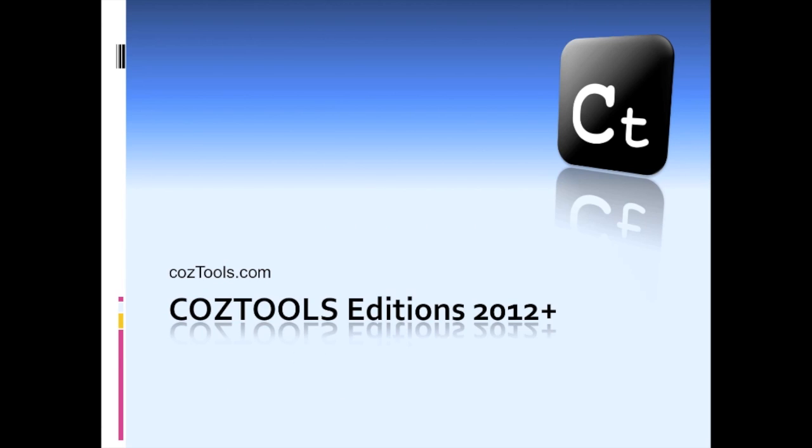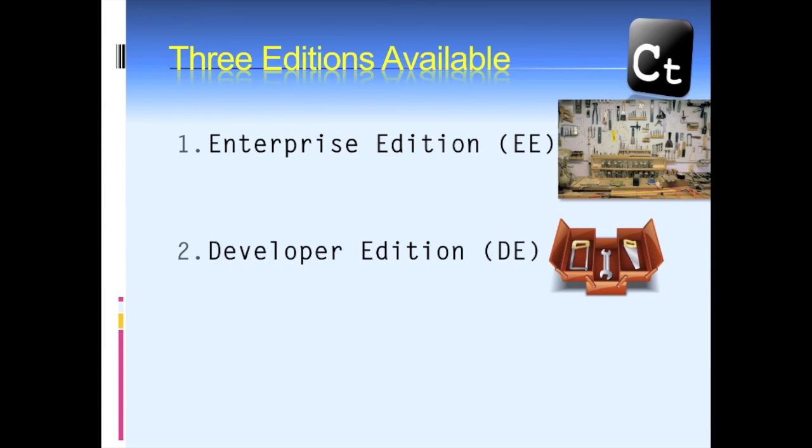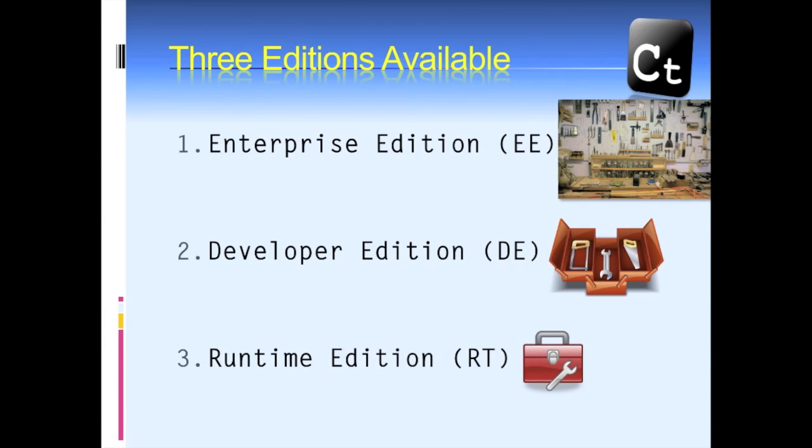Let's talk about the Cozzi Tools editions that are available now that are replacing all those things that came before it. There are 3 editions available. The Enterprise Edition, which gives you everything. A Developer Edition, which we feel most shops will probably want to license. It gives you just enough to do your own development utilizing the tools that are in Cozzi Tools. And then a Runtime Edition, which anyone can download and use, and that includes quite a few commands. Now let's look at each one of these in a little bit more detail.